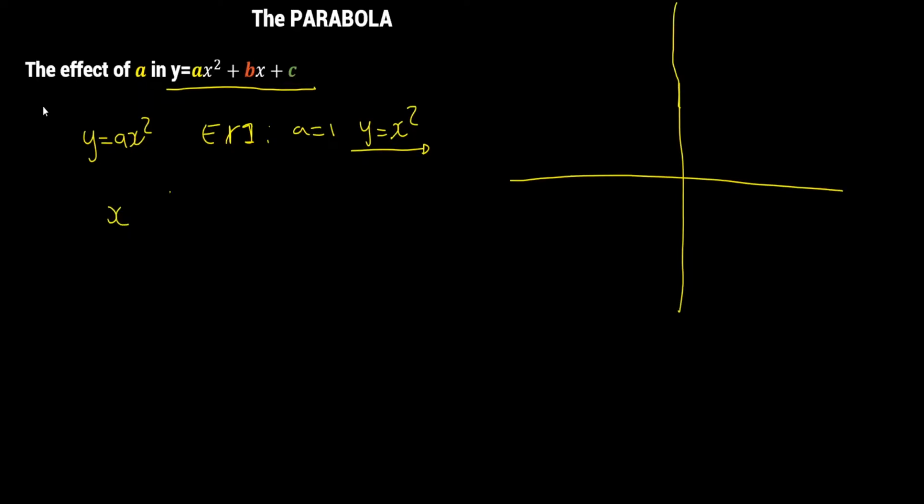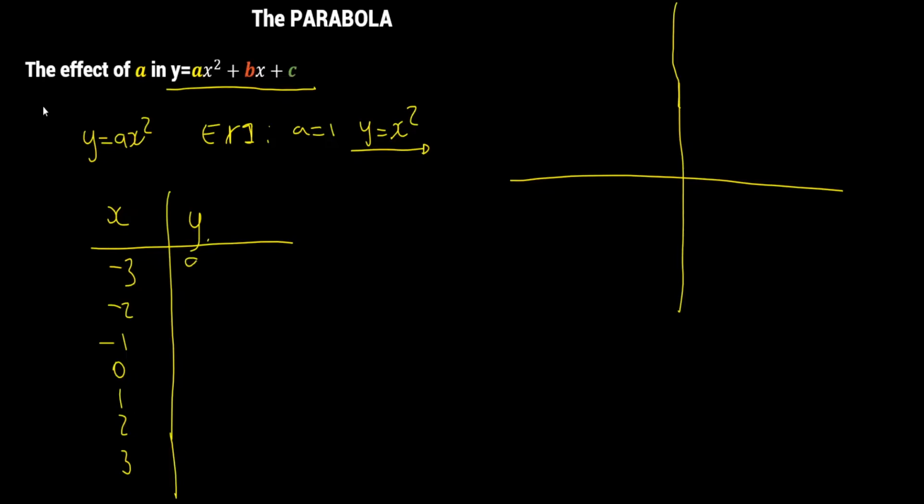We'll have x and y. So we'll have minus 3. We're going to plug minus 3 into y equals x squared, and we'll have 9. And here we'll have 4, we'll have 1, 0. This will be the same as on the negative side. This is 1, this is 4, and this is 9. And then we'll take this and draw it here.